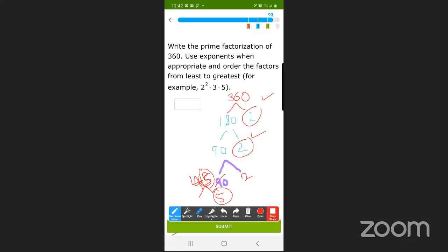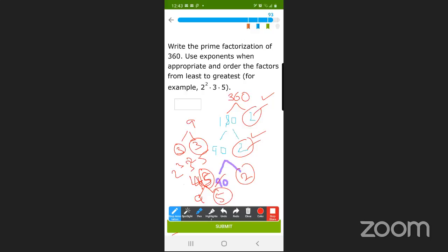What times 5 is 45? 9 times 5, right? Yes, and then 9 can further be divided into 3 times 3, right? And that's it. So the prime numbers we have are 2, 2, 2, 3, 3, and then 1 5. 2 raised to the power 3, 3 raised to the power 2, and 5.